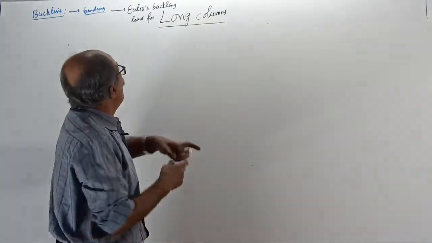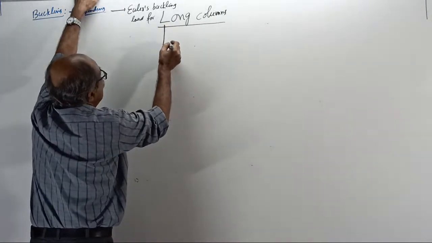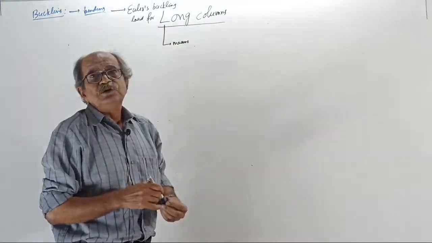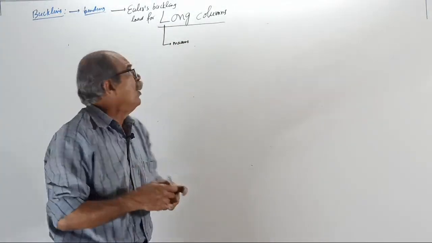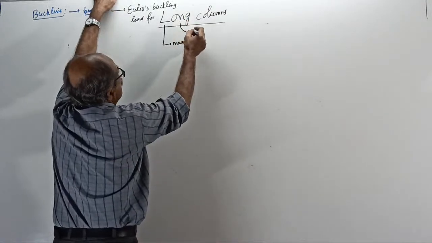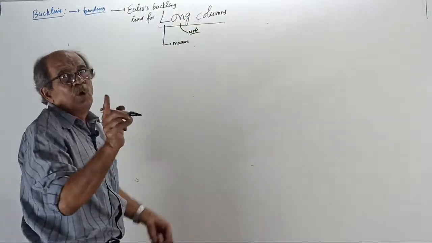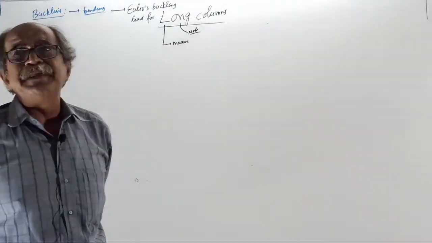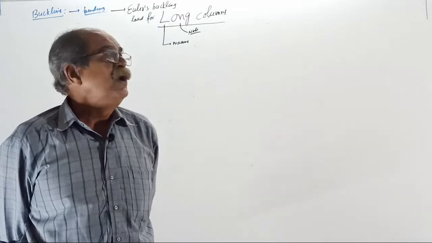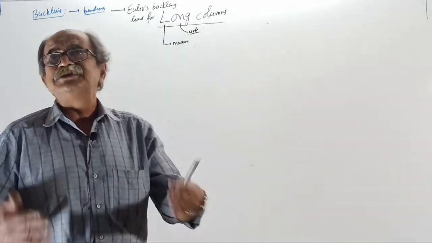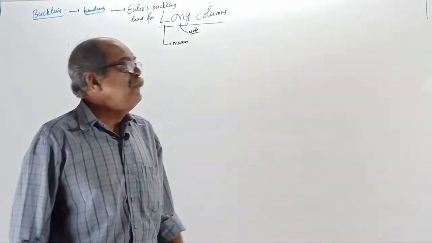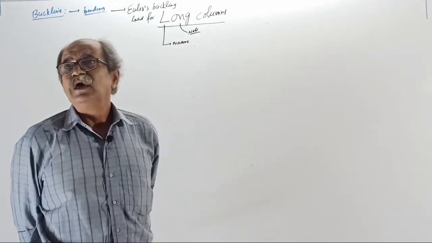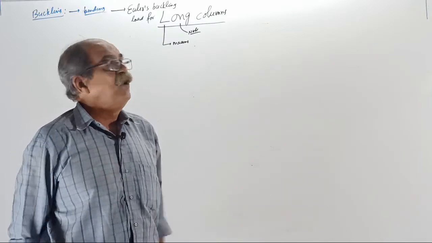And very important: what is a long column? Long depends on more than length. Make a note. Long means not only length, also what counts. A 2-meter column can be a long column, whereas a 10-meter column can be a short column. Remember, a 2-meter column can become a long column, whereas for a 10-meter column you tell, oh, a short column.